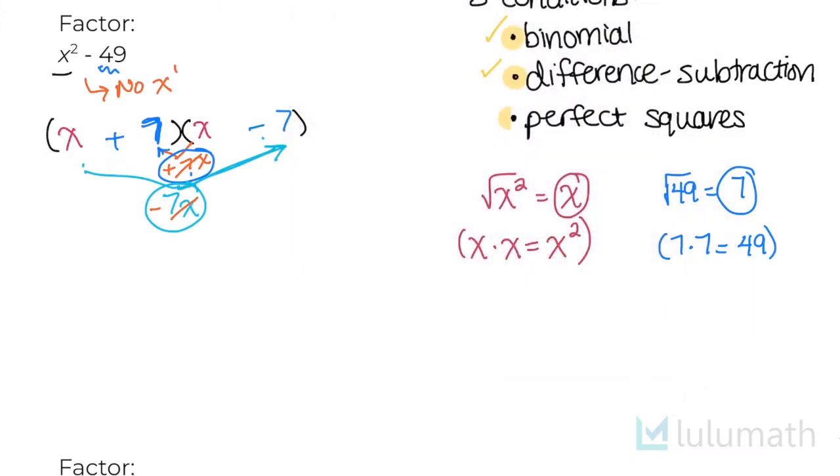But again, the nice thing about a difference of perfect squares is once you've satisfied all 3 conditions, then all you have to do is take the square root of your first term, take the square root of your last term, have a plus and a minus, and it will always work as long as you are 100% sure that it is a difference of perfect squares.